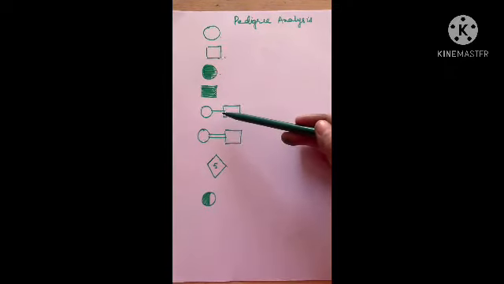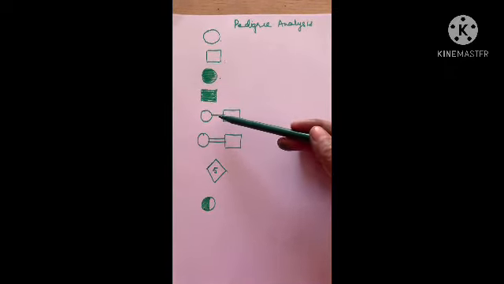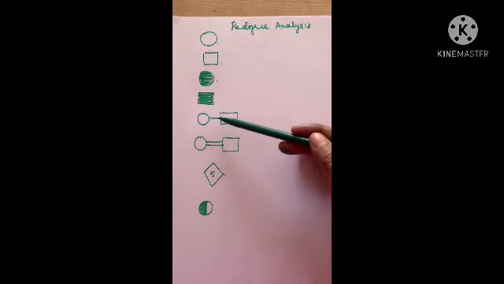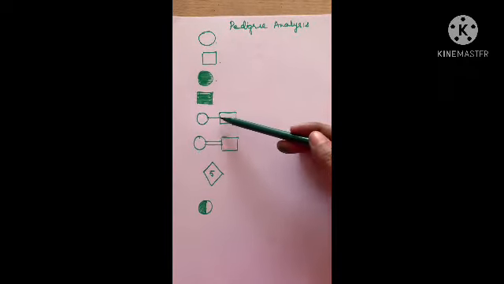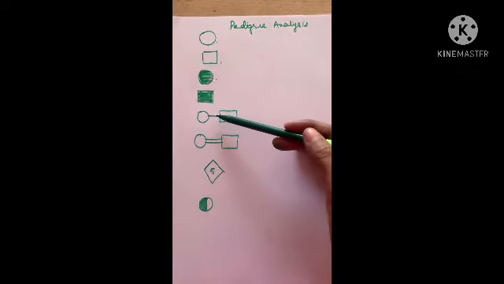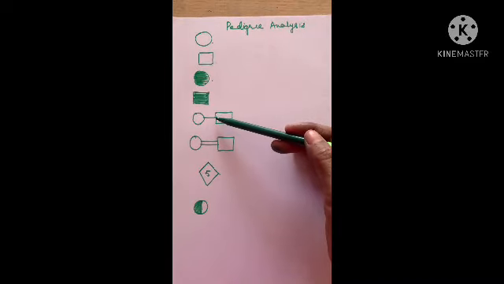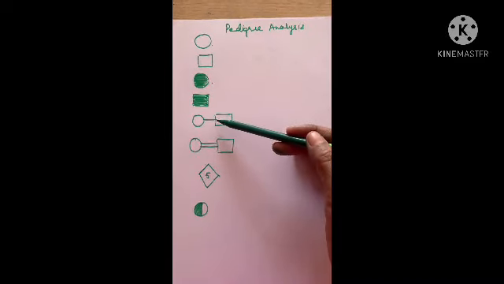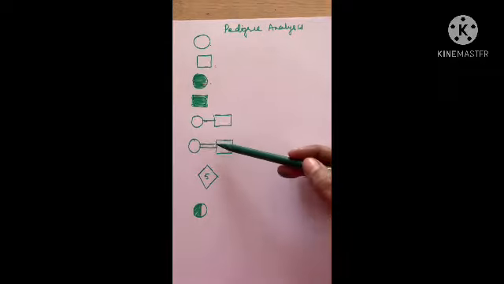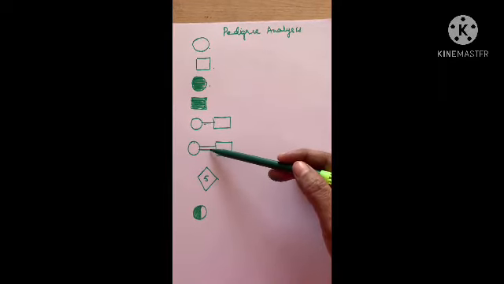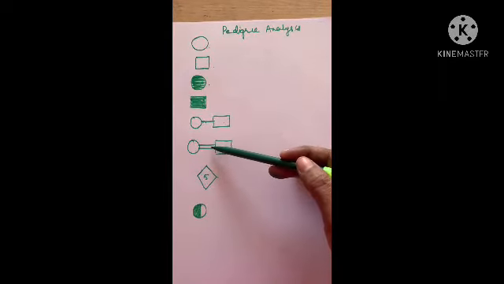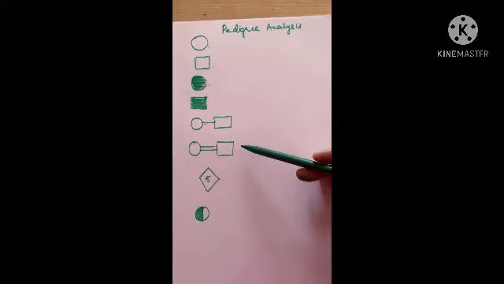If two individuals marry and they are unrelated, a normal female and a normal male, so there is mating between two unrelated individuals, then one line will be there. If there is mating between related individuals, such mating is referred to as a consanguineous mating.